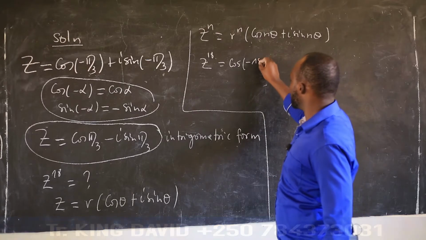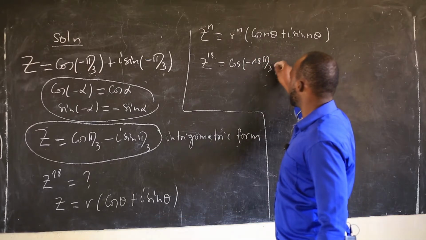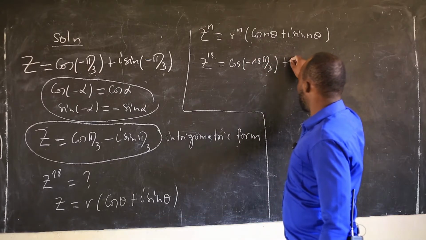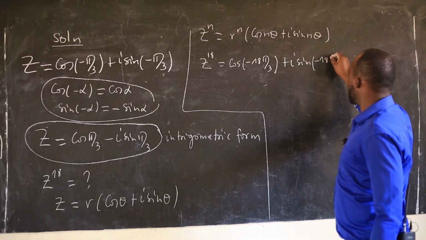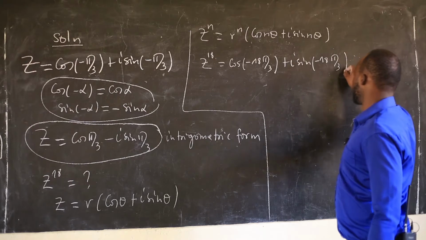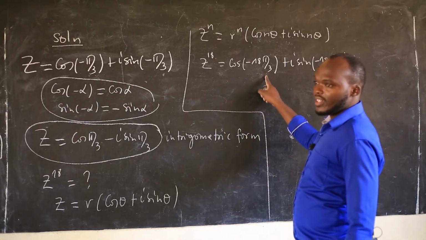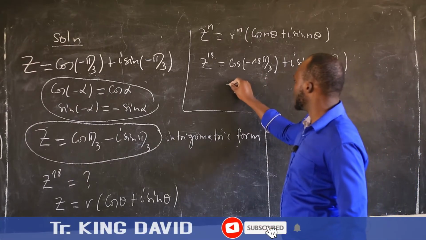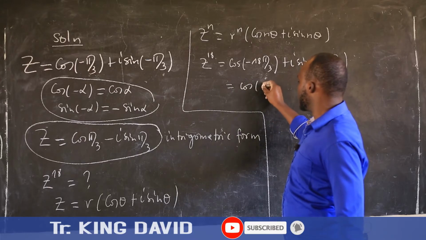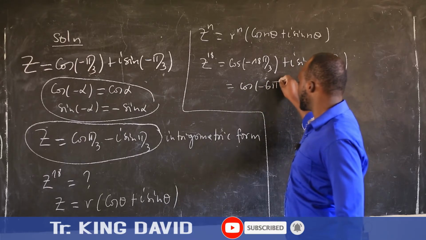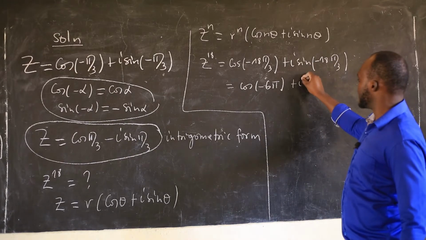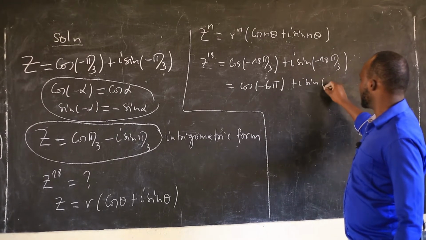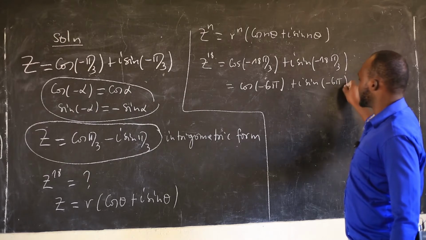negative 18 pi over 3 plus i sine negative 18 pi over 3. So 18 divided by 3 is 6. This is cos negative 6 pi plus i sine negative 6 pi.